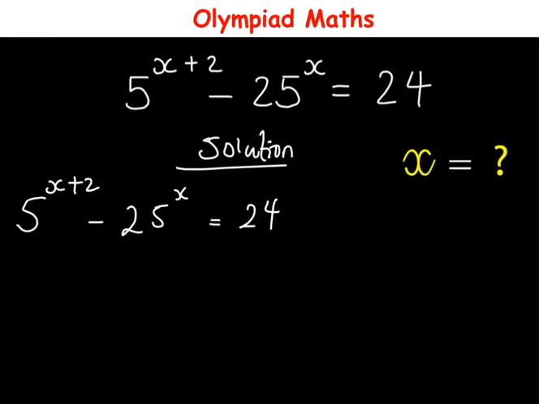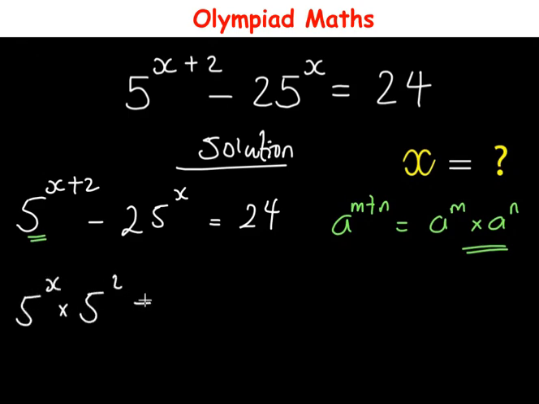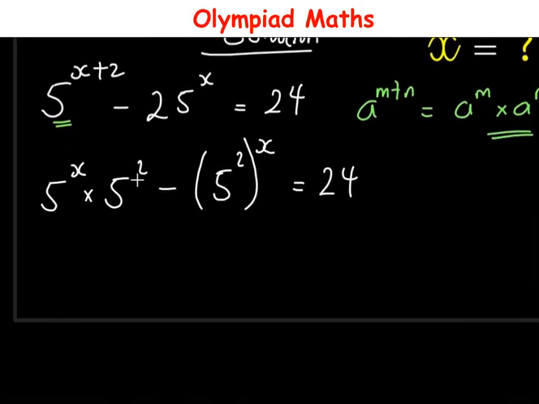So first, applying this rule of indices, that if you have a raised to power m plus n, this equals a raised to power m times a raised to power n. Applying this rule right here, what we have is 5 raised to power x times 5 raised to power 2, minus 25 can be written as 5 raised to power 2, then all raised to power x, is equal to 24. So with this, 5 squared is 25. So 25 times 5 to the x.